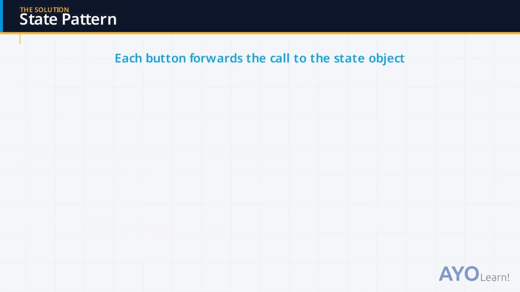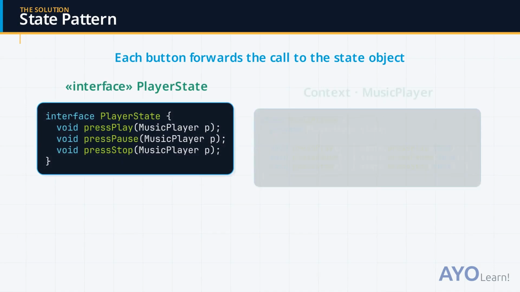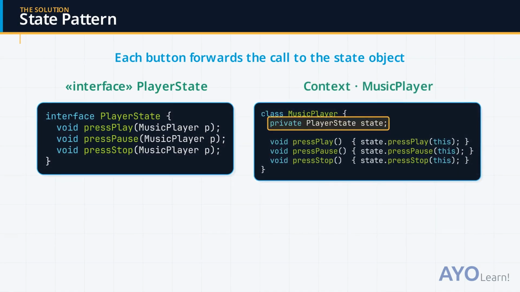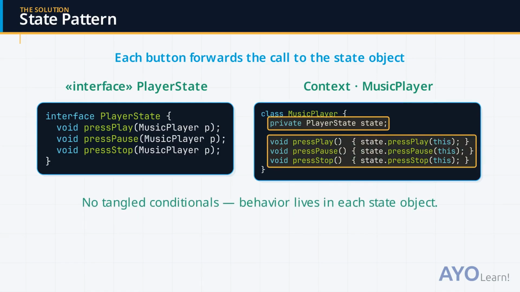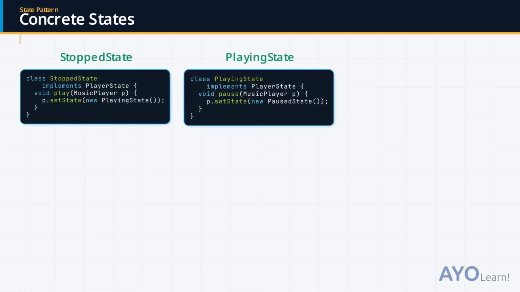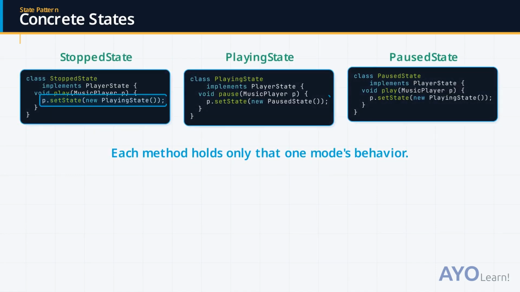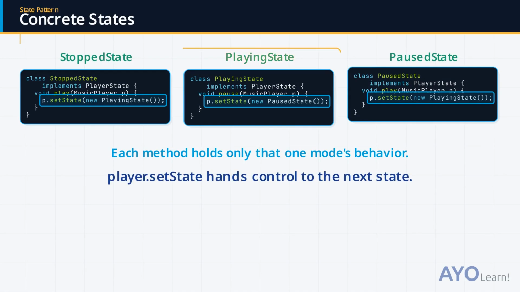The solution: define a PlayerState interface with pressPlay, pressPause, and pressStop. MusicPlayer holds a single state object, and each button simply forwards the call to it. No tangled conditionals. Each concrete state, StoppedState, PlayingState, and PausedState, implements PlayerState, and every method holds only the behavior for that one mode. When needed, a state hands control onward with player.setState and a fresh state object.